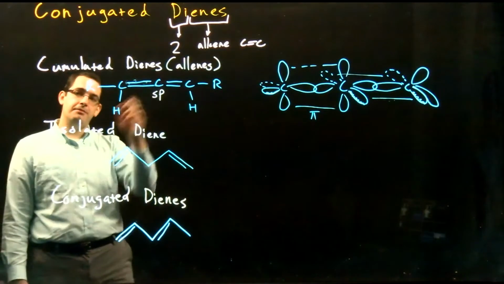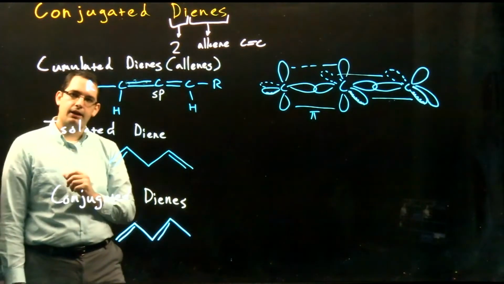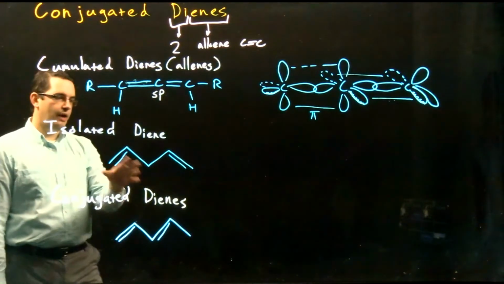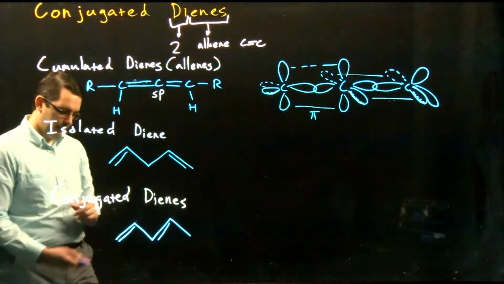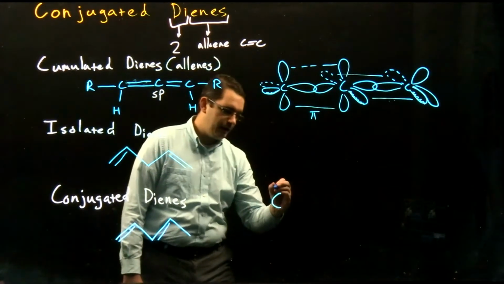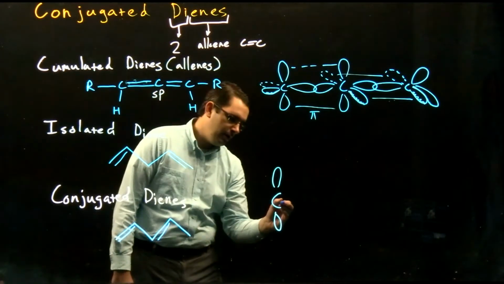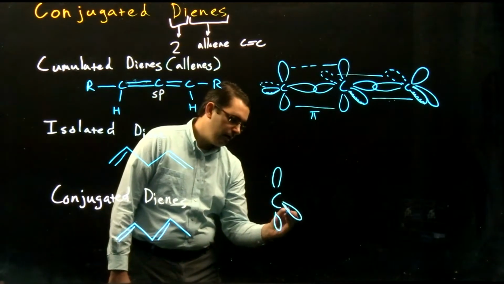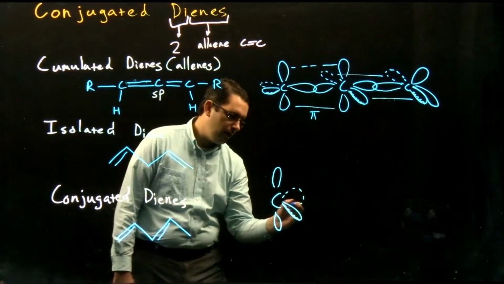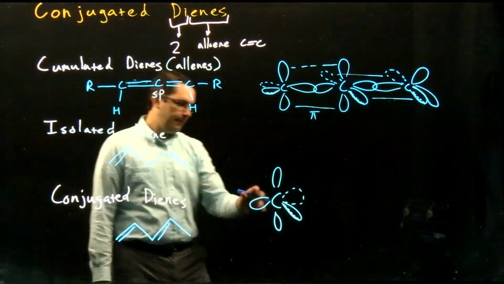So it's not like the cumulated diene where they're sharing the same carbon, but it's also not like our isolated diene where those two double bonds are completely separated. So when we look at our orbital diagram, I have my sp2 hybridized carbon with the p orbital sticking straight up and down. I've got my 3 bonds then coming out in my trigonal planar shape.